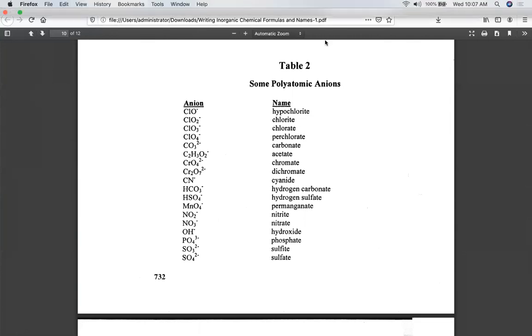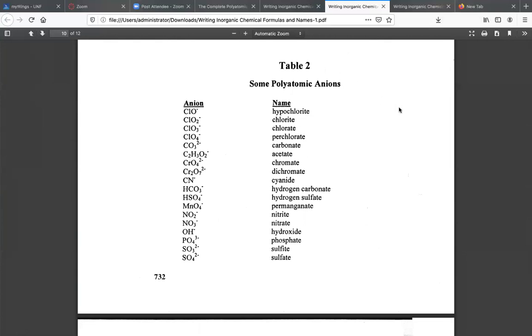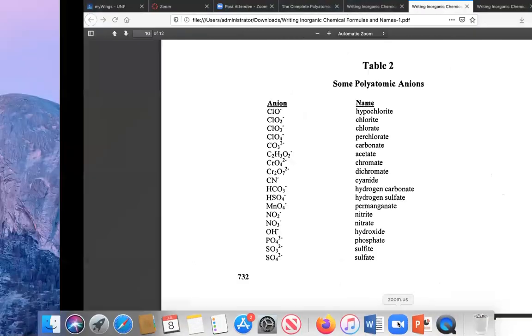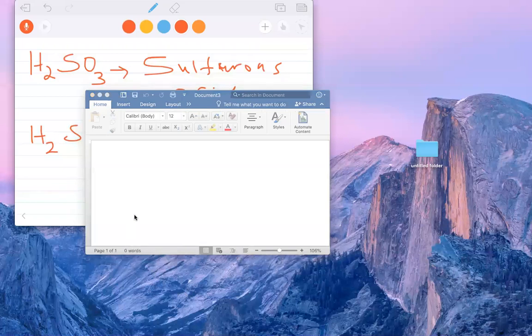If there is no question, I will stop here, and there will be a quiz on what we just went through. I want you to read again the relevant section in your text so that when you take the quiz on writing and naming compounds, it will be easier for you.